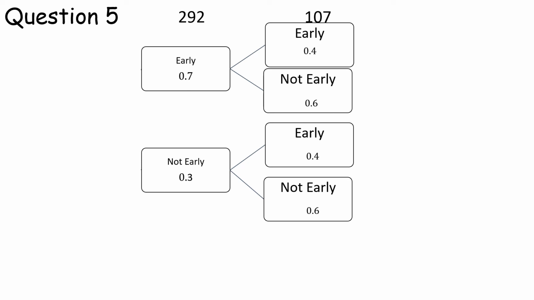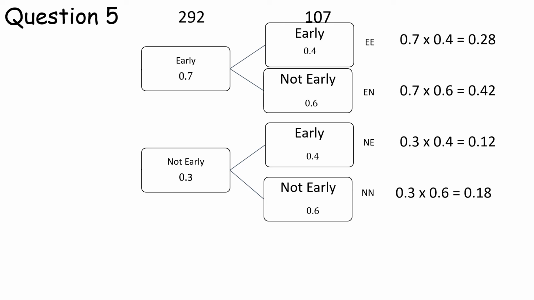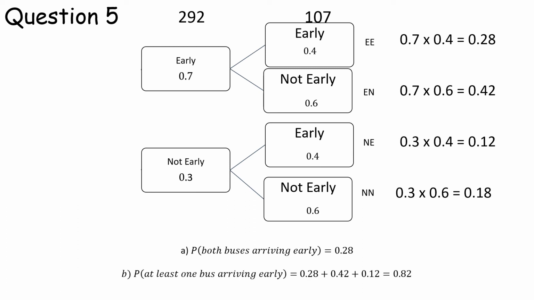The combinations for the two buses are both early, 292 early but the 107 not early, the 292 not early but the 107 is early, or neither is early. These are the calculations that need to be made following along the branches of the tree. In the question, it asks for the probability of both buses arriving early. We can see that it is 0.28 for early. In order to calculate at least one of the buses arriving early, we need to add early then early, not early, and not early and early, getting 0.82.